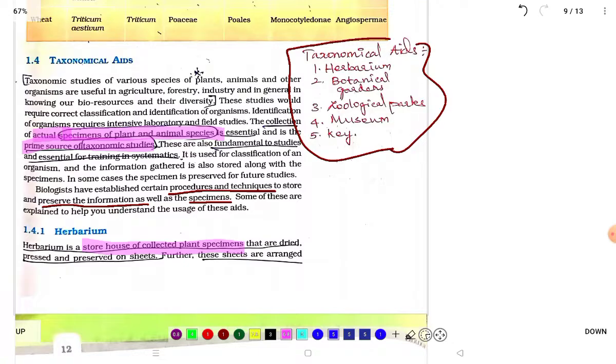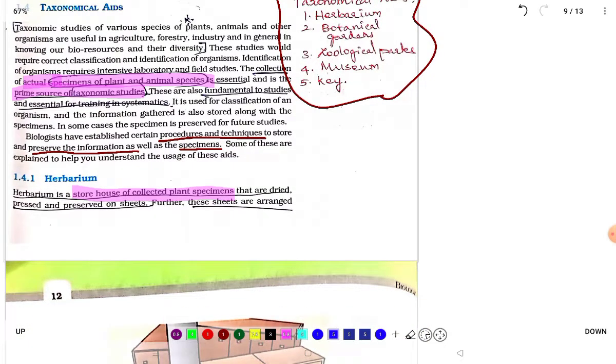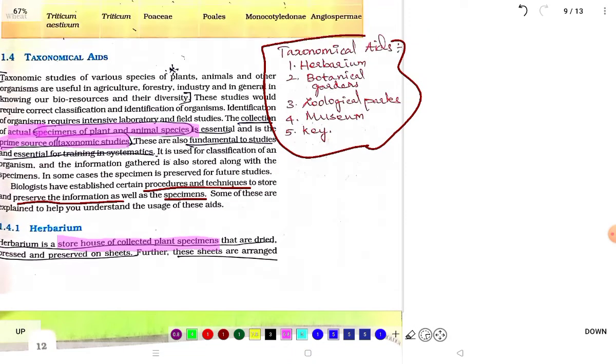See, what are taxonomical aids? What are the different types of taxonomical aids we have seen in this? There are five different types, that is herbarium, botanical garden, zoological park, museum, and key. Herbarium collects and preserves only the plant specimens. Botanical gardens have living plants. The botanical garden and zoological parks serve as a reference of living plants and animals respectively.